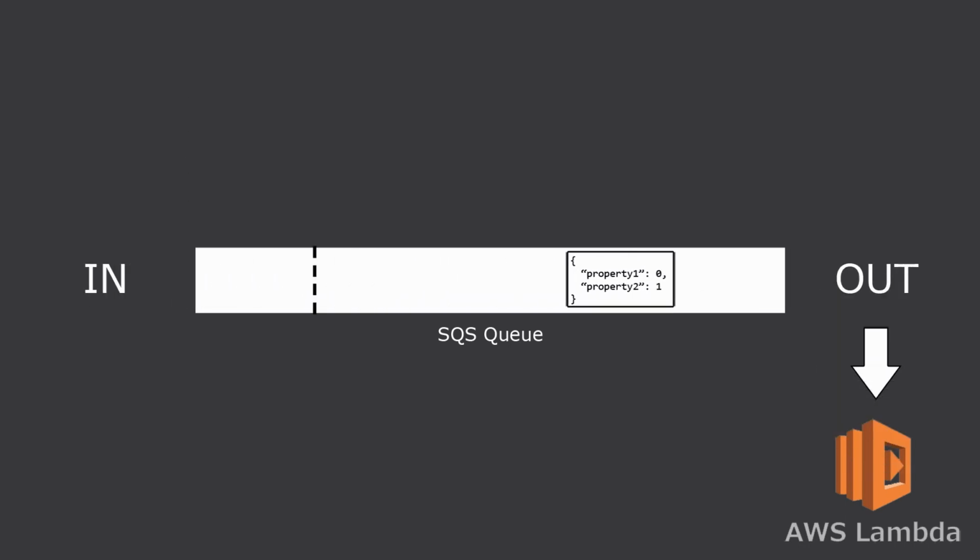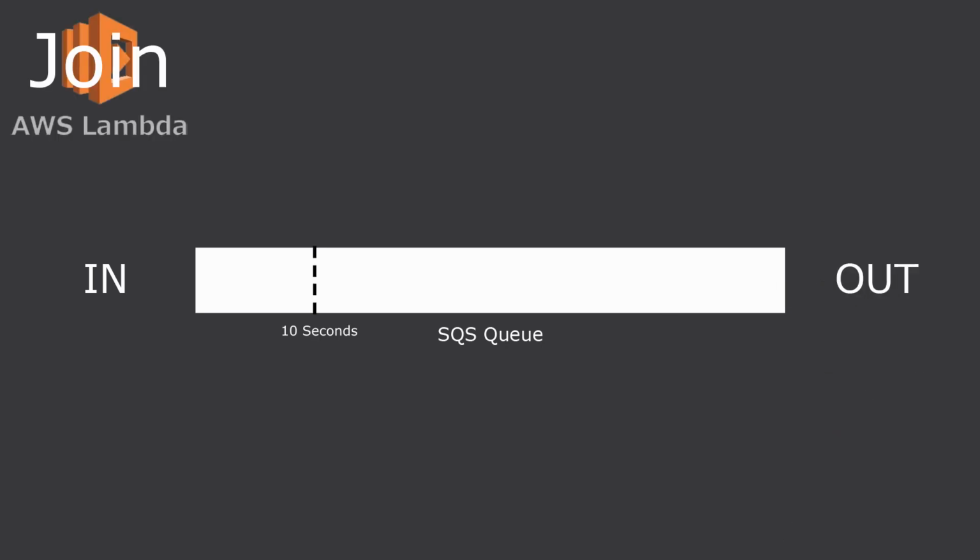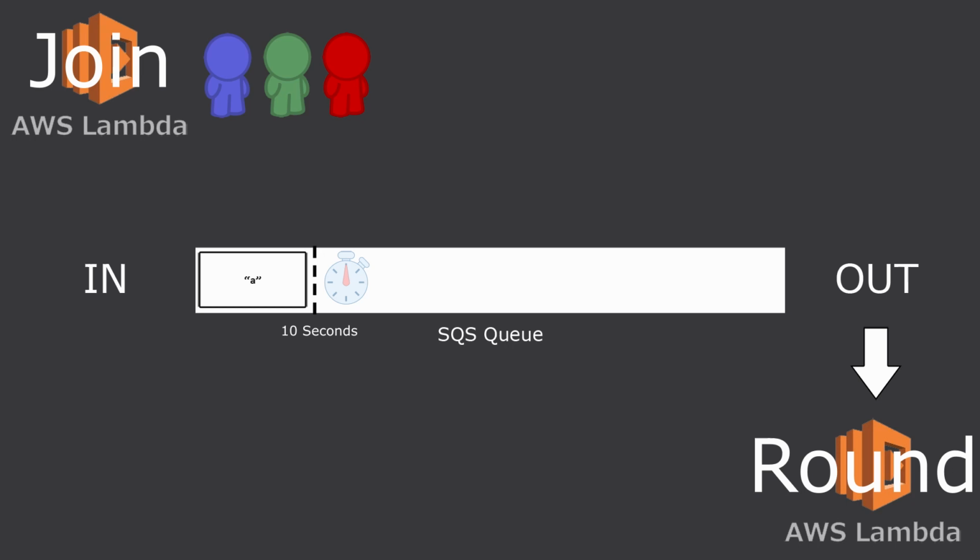So, what we can do is create a new queue with a delay of 10 seconds and then edit our join lambda to post a new message to the queue when the first player joins. We can then create a new lambda called round and add a trigger to our queue to execute the round lambda whenever a new message is added. So, when join posts a message to the queue saying that there's a player in the game, there will be a 10-second delay and then our round lambda will execute.